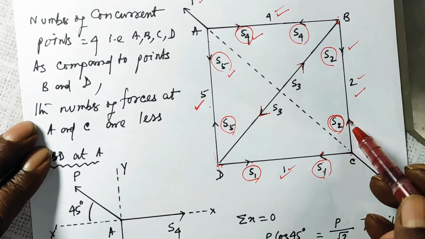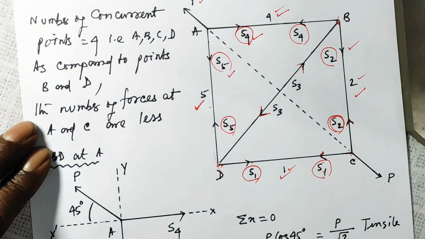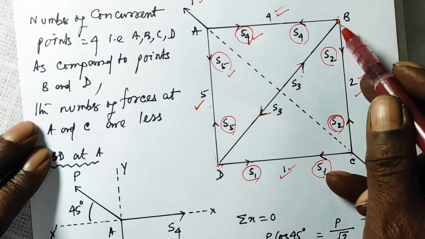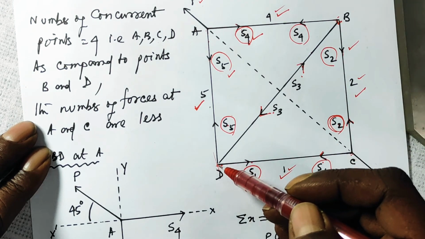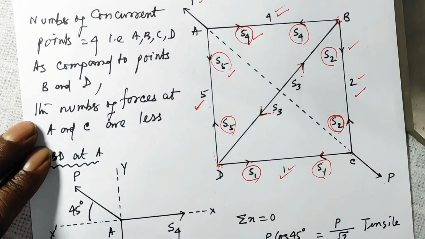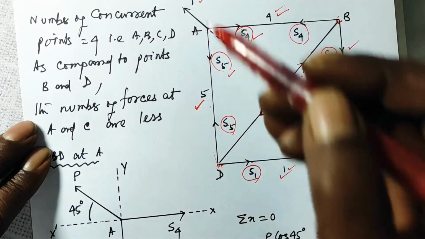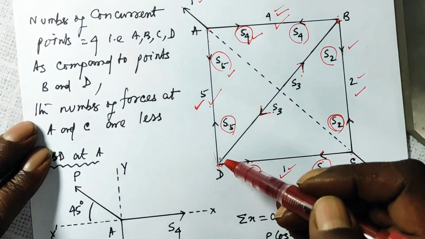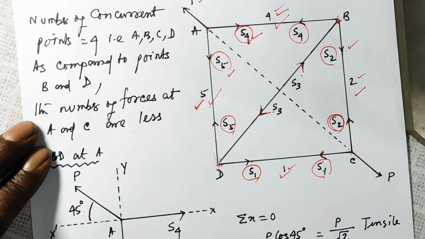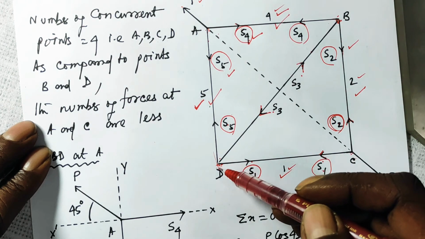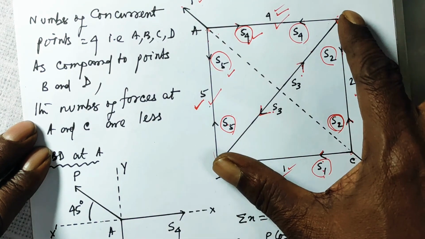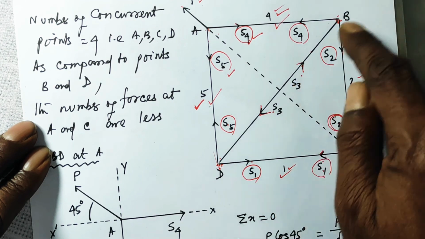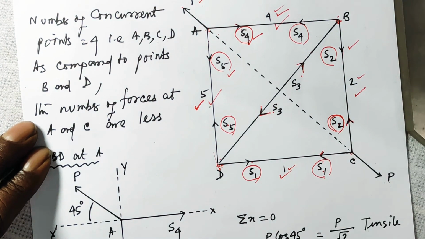Why are S1 and S2 away from the point C, whereas S3 is towards the point B and S3 is towards the point D? Now this is just a simple imagination. If you pull it to this side, these two bars, bar AB and AD, will be under extension, but the bar BD will be under compression. So axial force S3 will be towards the joints.